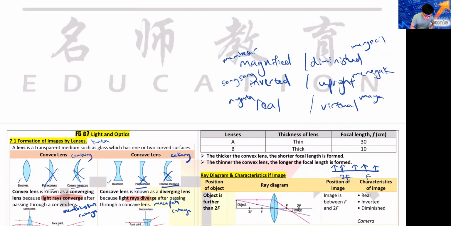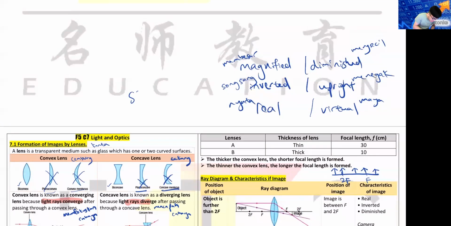Very easy. When you have a screen, let's say you have a screen. Have you seen a projector before? If you have come to physical class before, we use a projector in DDC, right? So if you see an image on the wall screen, that means this is real. Nyata, something real on the screen you see. If it is virtual, maya, that means you don't see an image on the screen.